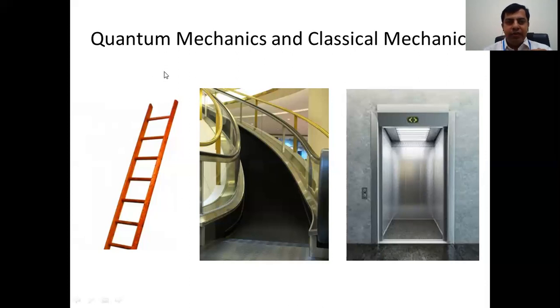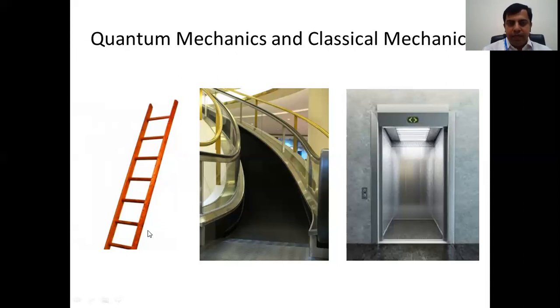So actually, what we are going to study in quantum mechanics is this: here the distance is quantized, but basically we will study how the energy is quantized, and by the quantization of energy, you can relate the energy with the wavelength or the frequency or the wave number and so many things. So this is mainly the difference between quantum mechanics and classical mechanics.